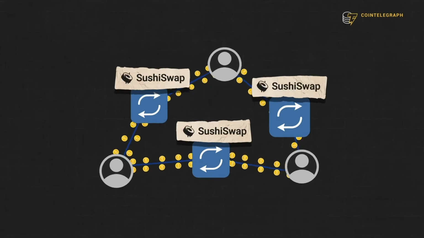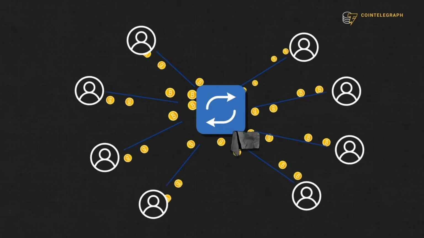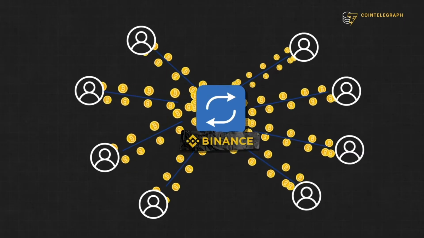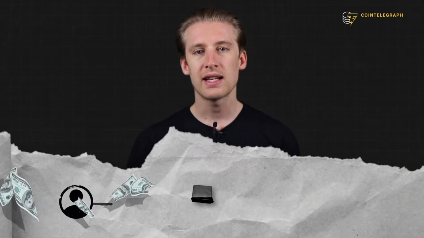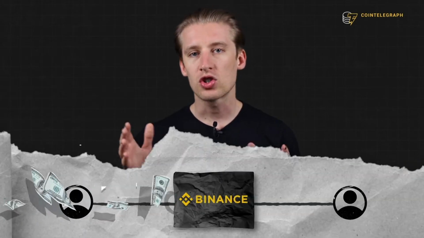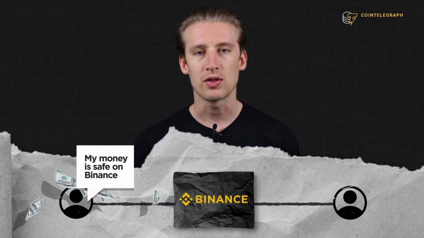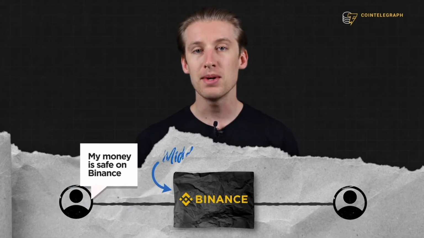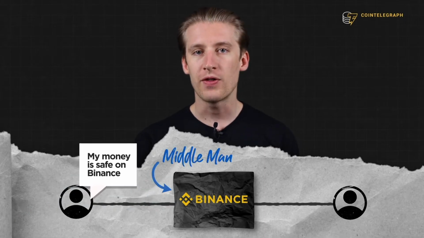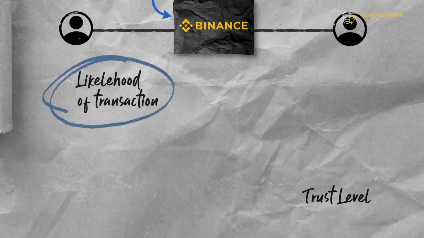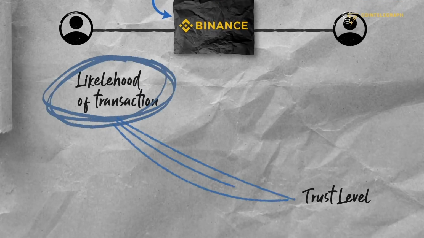But let's say I want to make that transaction on a centralized exchange like Binance instead of a decentralized exchange. What's the difference? Well, when you make that transaction on Binance, you have to trust that Binance will complete the transaction. Binance is the middleman, or the third party of that transaction. The likelihood of the transaction executing depends on how much you trust Binance.